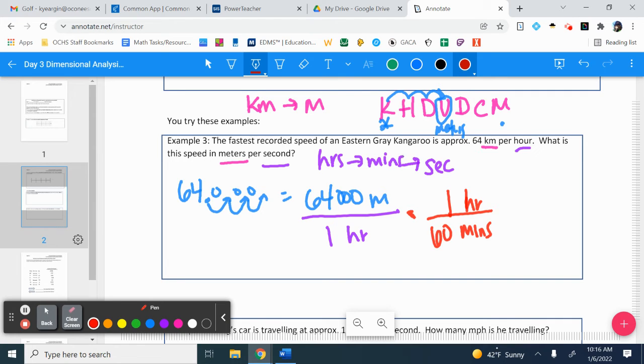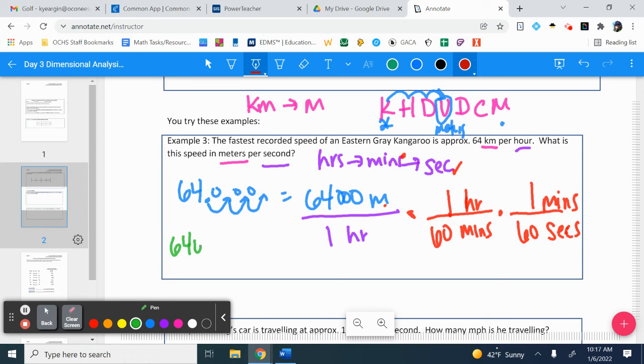Just don't forget that I'm not done yet. I'm only here at minutes, so I also must convert my minutes into seconds. Minutes were in the denominator, so they must go to the numerator, and they're going to turn into seconds. Which one of these two things are bigger? A minute's bigger, and there are 60 seconds in a minute. At this point, we check our roadmap. Meters, seconds, we're good. So all we have to do now is type this into our calculator.